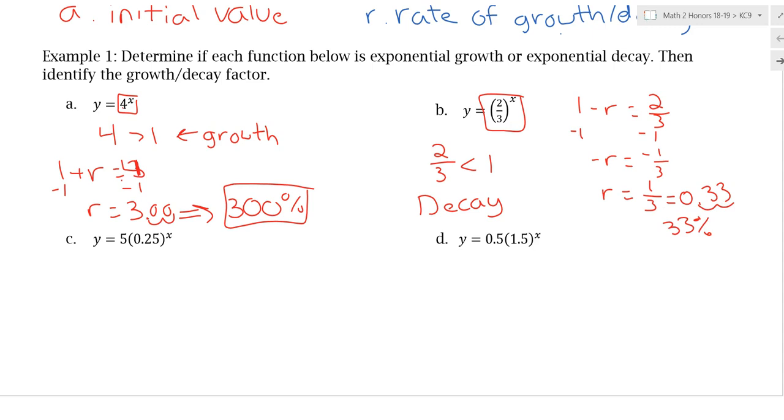Or you can times it by 100. That also helps you think: percent is per 100. So that's 0.33, we multiply it by 100.